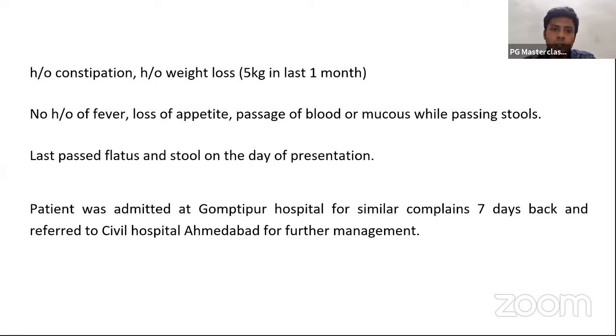There is no history of fever, loss of appetite, passage of blood or mucus while passing stools. The patient last passed flatus and stool on the day of presentation, and was admitted for similar complaints at Gomtipur Hospital 7 days back and referred to Civil Ahmedabad for further management.